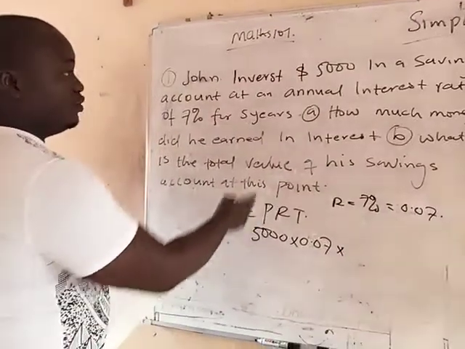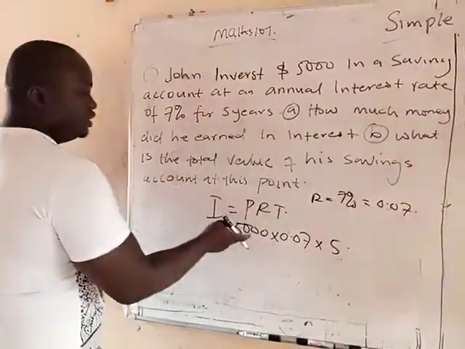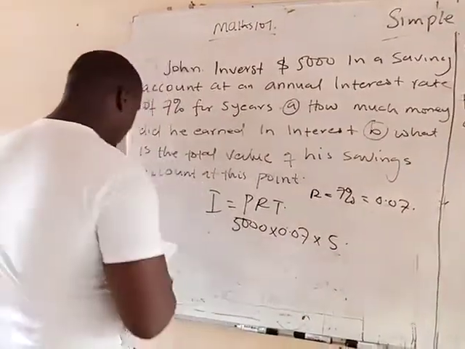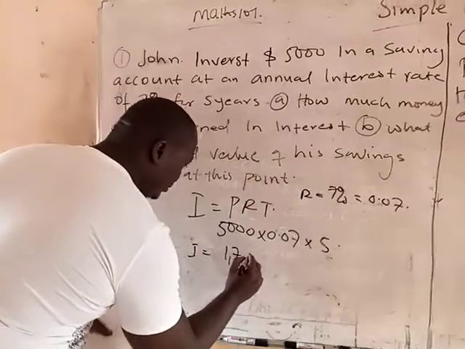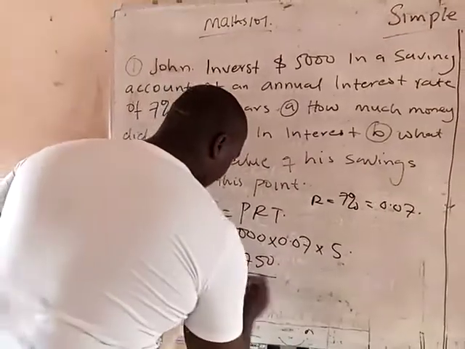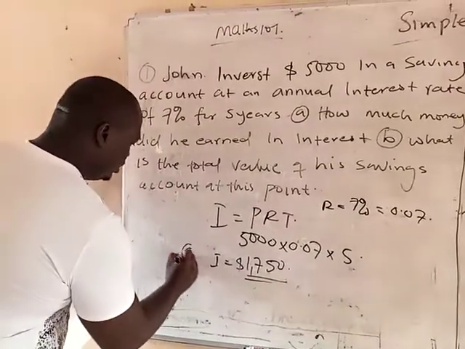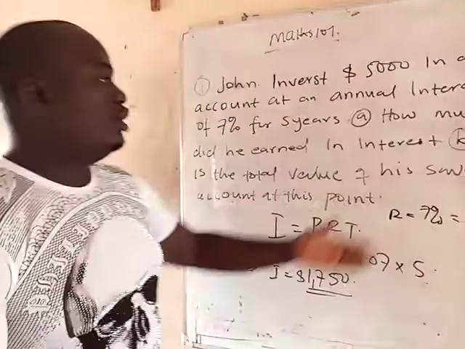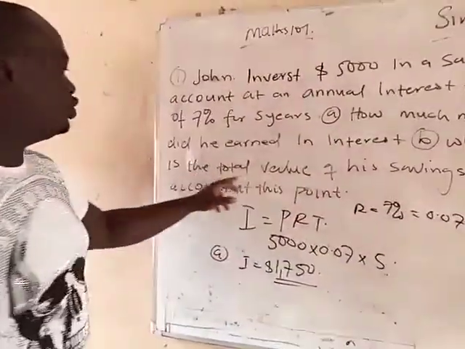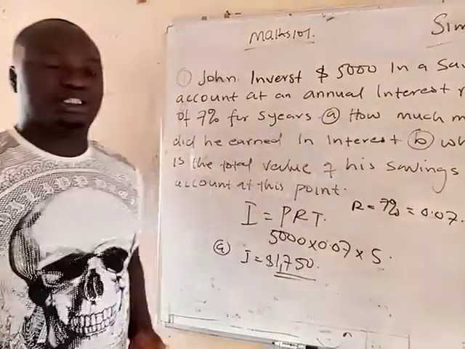And then you have what? The years, which is what? 5. So this times this should give you what? Your interest should be 1,750, right? So this is your interest. And this is what? The solution to what? Number 1, A.